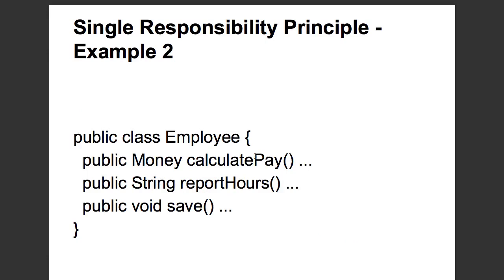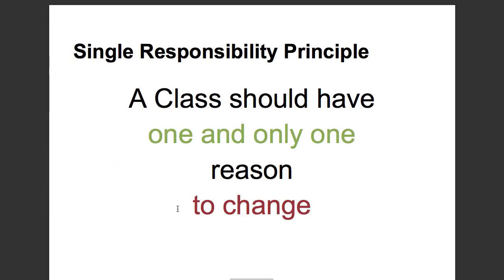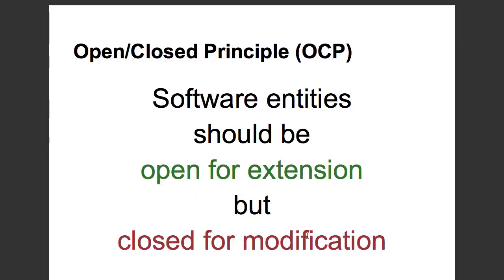Let's look at another example. This is actually doing a calculation of pay, it's creating a report, and it's saving the employee details to the database. These are classes with multiple responsibilities. So, single responsibility principle is all about having classes which do one thing. The second most important principle is the open closed principle.